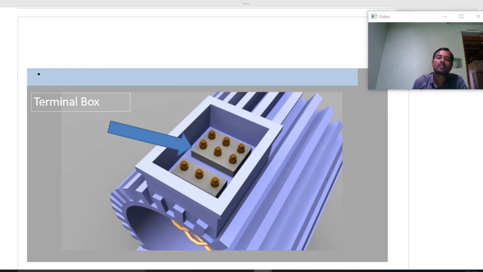These are the terminal box. Look at this one. These are the terminal box. This is the one end of the conductor. This is another end of the conductor. This is from the input side. This is from the internal connection of the terminal box of the stator winding.